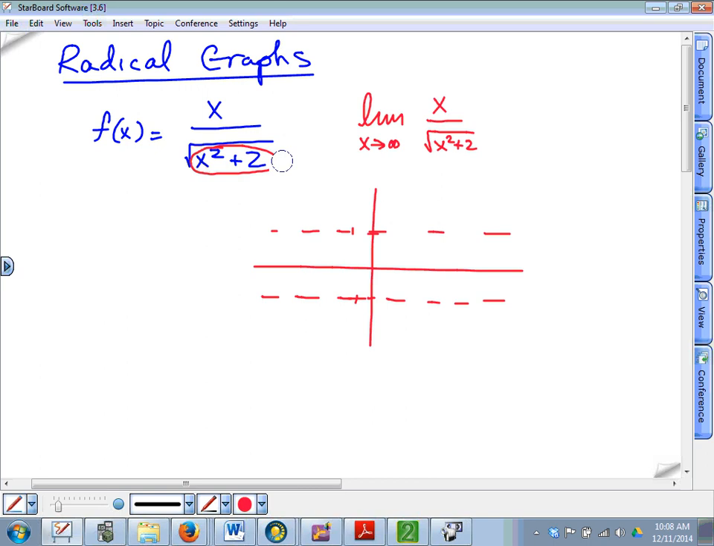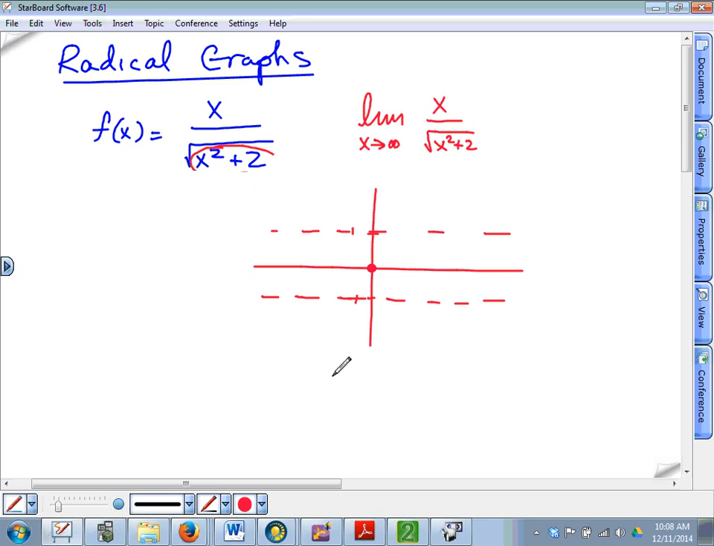Now, let's do some things that we can do using just basic algebra. How would we find a y-intercept? This one's no problem at all. To find a y-intercept, you let x equal 0. So this x is 0, that x is 0. So we get 0 divided by 2, which is 0. 0 divided by the square root of 2, which is 0.